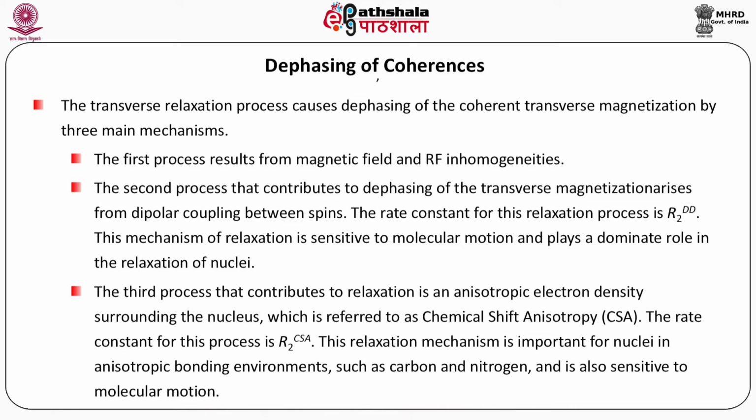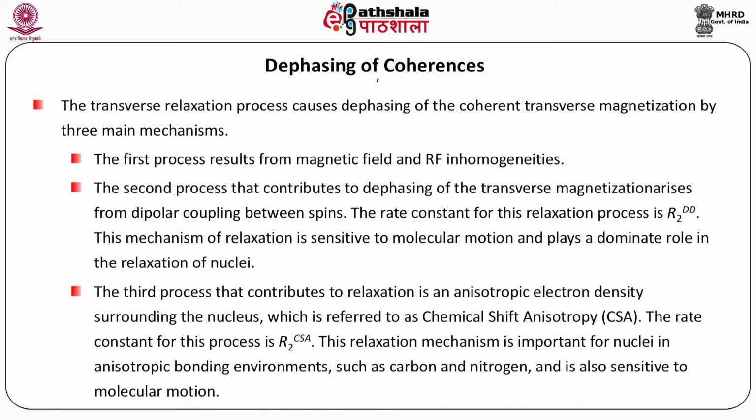The first process results from magnetic field and RF inhomogeneities. The second process that contributes to dephasing of the transverse magnetization arises from dipolar coupling between spins. The rate constant for this relaxation process is R2 DD. This mechanism of relaxation is sensitive to molecular motion and plays a dominant role in the relaxation of nuclei.